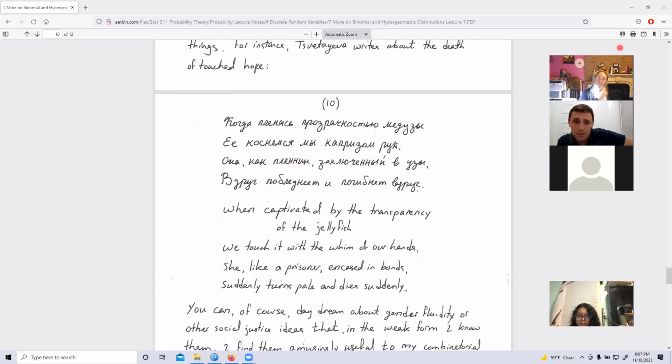Which roughly means, when you're captivated by the transparency of the jellyfish, you decide to touch or hold this jellyfish in your hands. Like a prisoner, she turns pale and dies suddenly, right? So it's kind of like this. You touch those balls and then they change color.